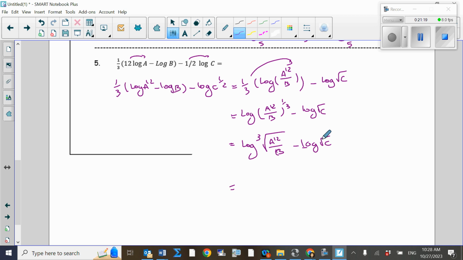And now I have subtraction between two logs. So I'm going to write that as a division. Log of a to the 12 over b, third root of that, divided by square root of c. So this whole thing is our argument. And we know that if you don't see the base, the base is actually 10, but you don't have to write it. So that's how we condense into one log.